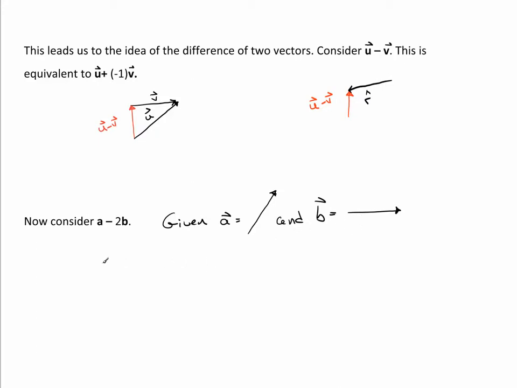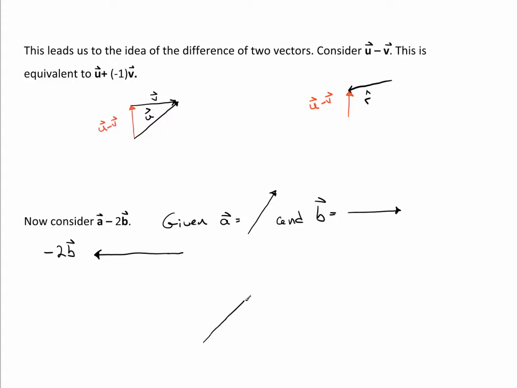Now negative 2b, negative 2 times vector b, again all these are vectors, would be a vector that's twice this length but opposite in direction, so roughly something like that. Maybe a little bit longer. I'm just eyeballing this. Obviously, I don't have a grid going here. So a minus 2b would be this vector.